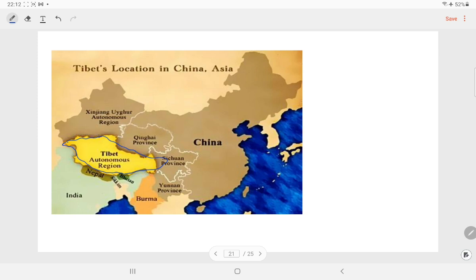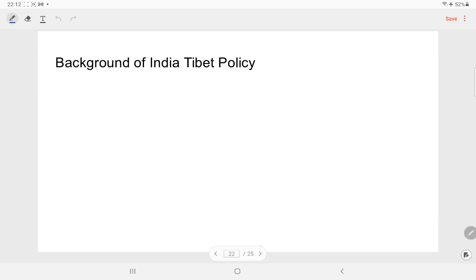So from a geography perspective, the old country of Tibet was touching the borders of Nepal, Bhutan, a portion of Burma, and here Pakistan. So this much bigger province was Tibet. And there is this background of India's Tibet policy also. So what is that Tibet policy?